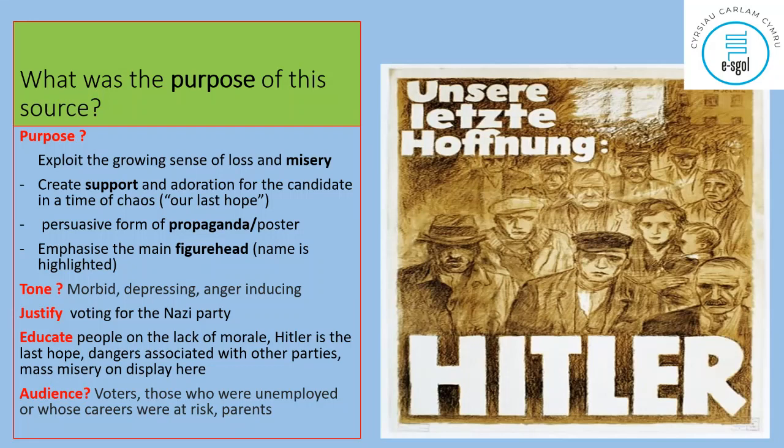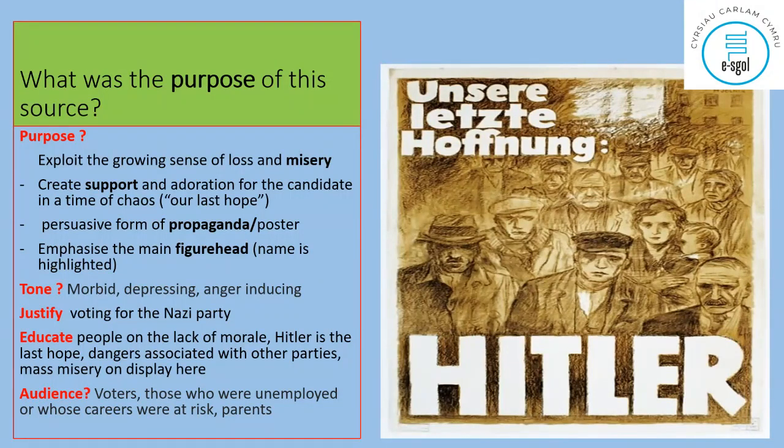Audience, the bottom of the page. Voters, obviously, those who are unemployed or whose careers were at risk. Parents, maybe. There's the sign of the little child in the mother's arms. Maybe it's targeting, for example, students who are now graduating. Trying to say to them that there's a lack of hope without the direction the Führer can bring. What else did I show? Top of the create support and adoration for the candidate.